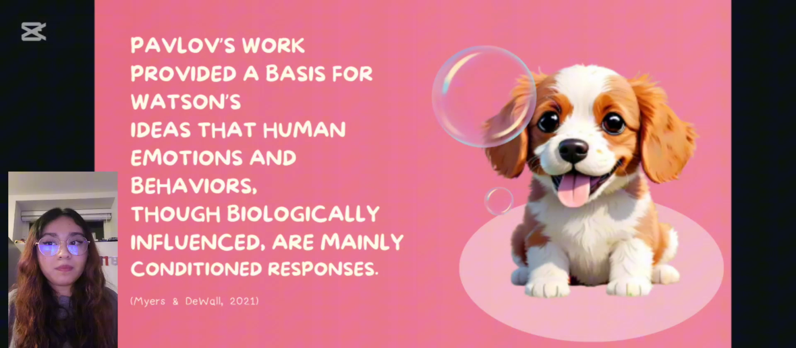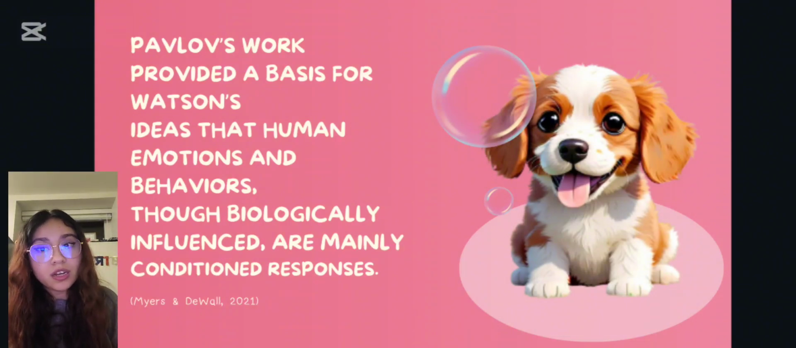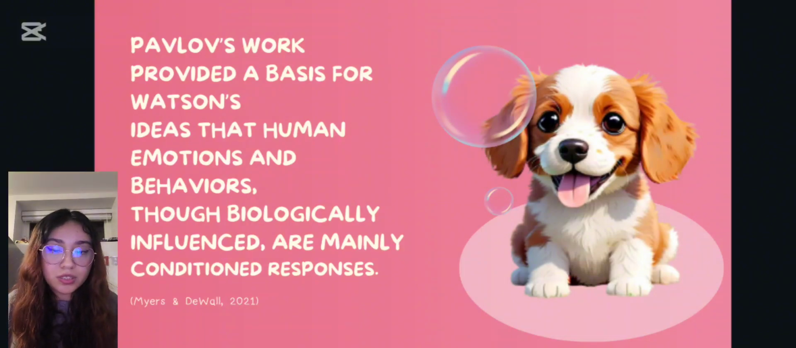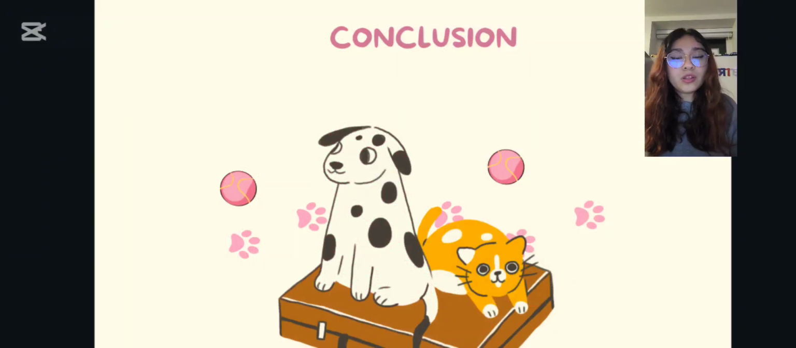Pavlov's work provides a basis for Watson's ideas that human emotions and behaviors, thoughts, and biological influence are mainly conditioned responses. In my conclusion, I want to add that I think classical conditioning is really important, especially in childhood and in kids. If we apply classical conditioning correctly, we can find that it's really helpful, and part of our emotions and our responses are because of this.